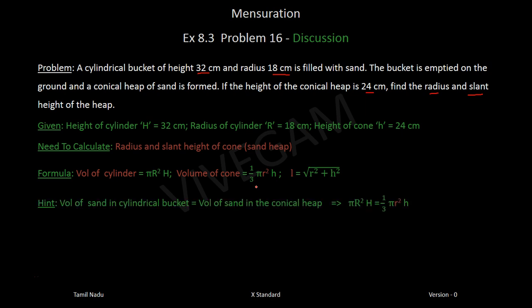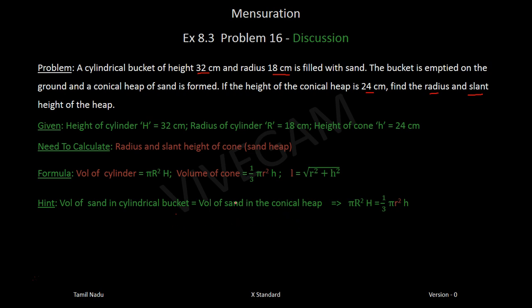So, the key is the volume of the sand in the cylindrical bucket equals the volume of the sand in the conical heap. Because it's the same sand, whatever is in the bucket is getting transferred, it's just put on the ground. So the volume of the conical heap will be exactly equal to the volume of the sand in the bucket. It's only getting transferred from the cylinder. It is going to become a cone because it is thrown on the ground. So volume is not lost. It will be the same volume.